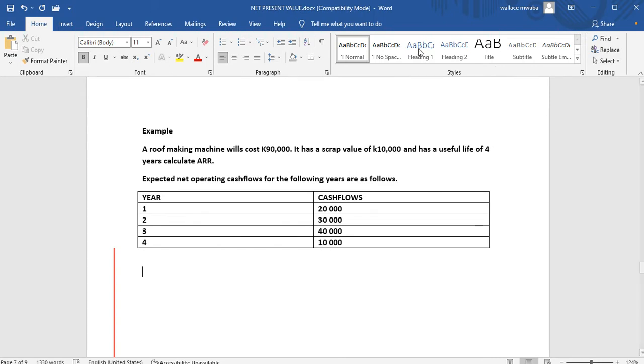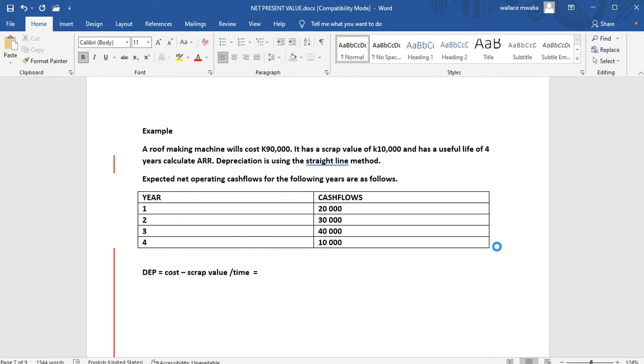So our depreciation is using the straight line method. Depreciation equals cost minus scrap value divided by the number of years. I'll just say time here, it's the number of years.